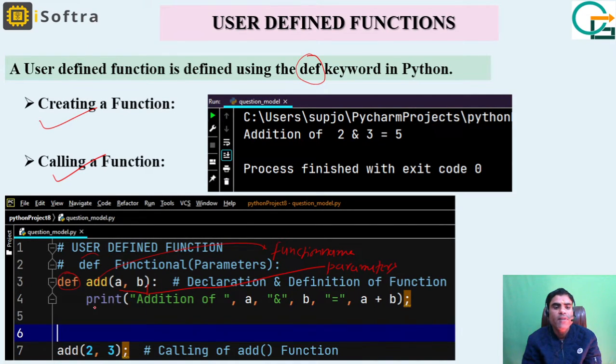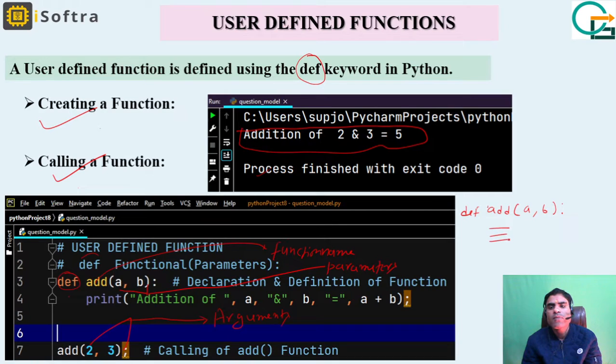So this is the declaration and definition of the function. And finally in this line, add 2, 3, these 2 and 3 are arguments. We will understand what an argument is and what a parameter is later. So here first we create a function, then as the second step we call the function. So the output, addition of 2 and 3 equals 5, is what it shows. So very simple: just write the def keyword, then the function name like add, then give parameters, any number of parameters you can give, then a colon, then the body of the function, then finally call the function. So this is the way to declare and define a function in Python, a user defined function basically.